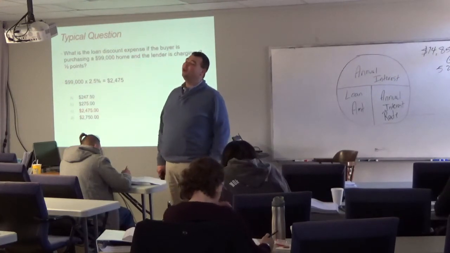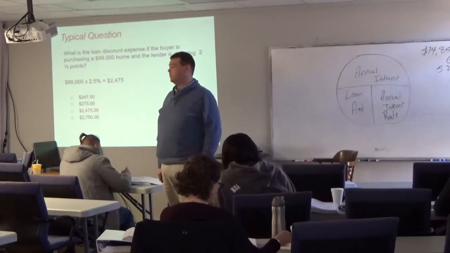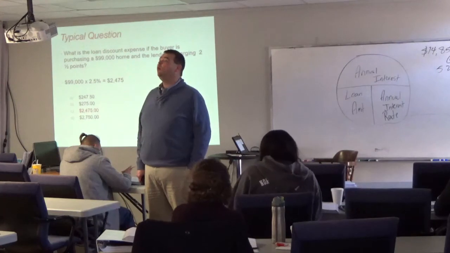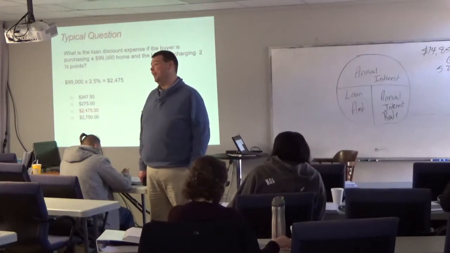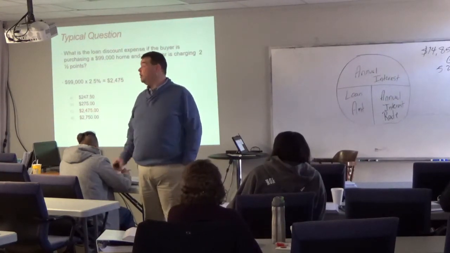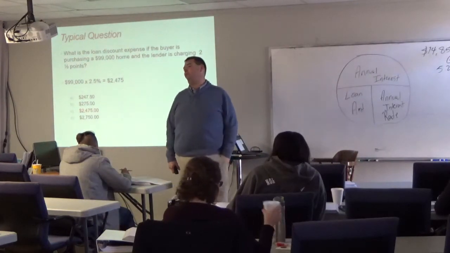Okay, all right. So what was the first question? What is the loan amount? No, that's not the question. The discount points. 2.5, yeah. When you buy something, don't you want to know what you're buying? Yes. All right. I asked you what you were buying. This is how much it cost. I asked you what you bought. How much it cost was $2,475.